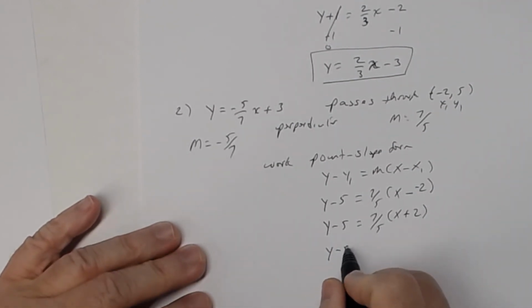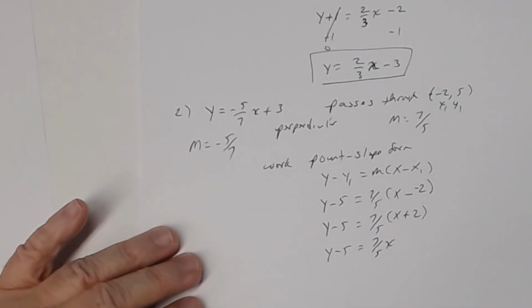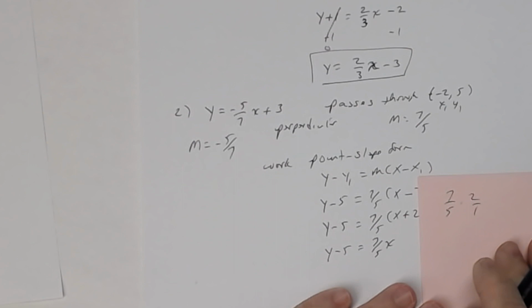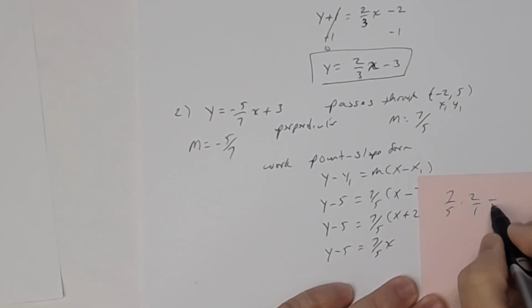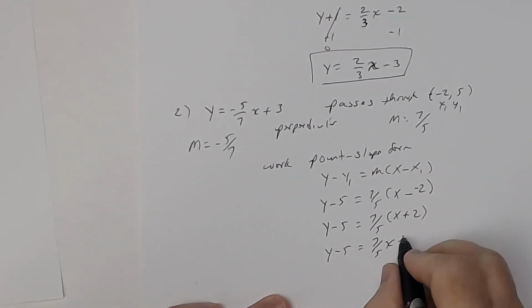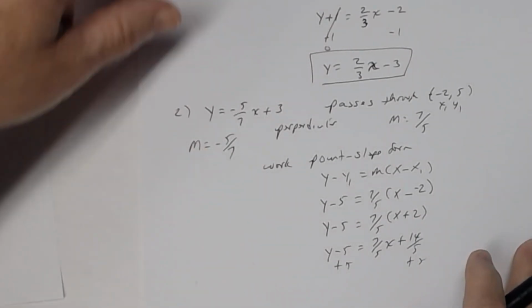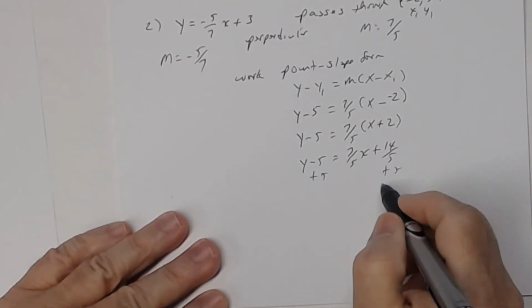So I get y minus 5 equals 7/5 x. And then 7/5 times 2. So remember, you got to make sure you do this correctly. 7/5 times 2, and that's 2 divided by 1. I cannot reduce. I'm just going to go ahead and multiply the numerators and the denominators together. So 7 times 2 is 14, 5 times 1 is 5. So you have 14/5. So it'll be plus 14/5. And then all I need to do now is add 5 to both sides because I want to write this in slope-intercept form. All right, so I'm going to go ahead and add 5 to both sides, combining like terms.